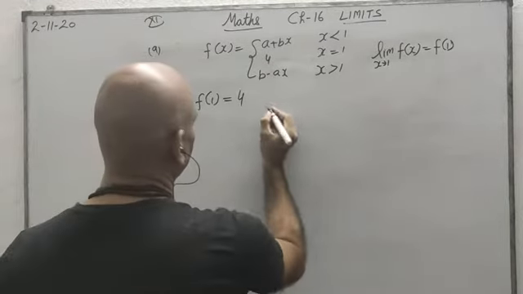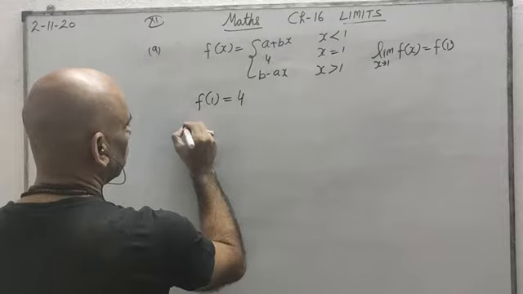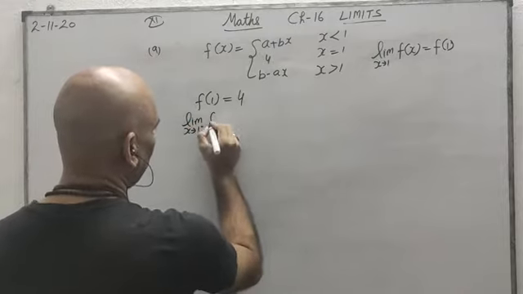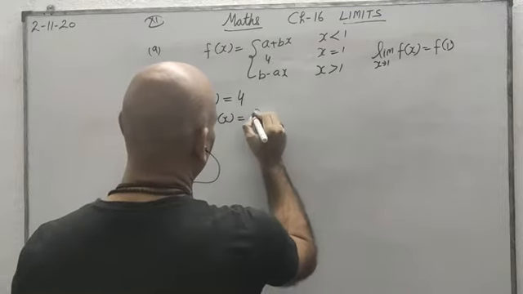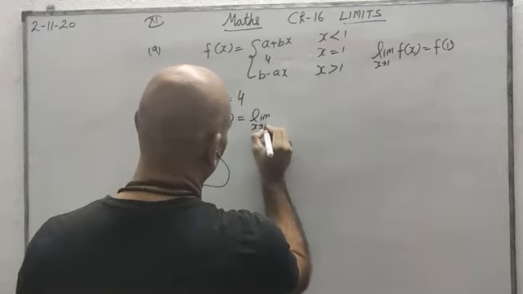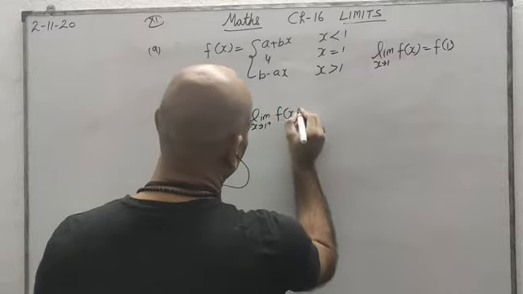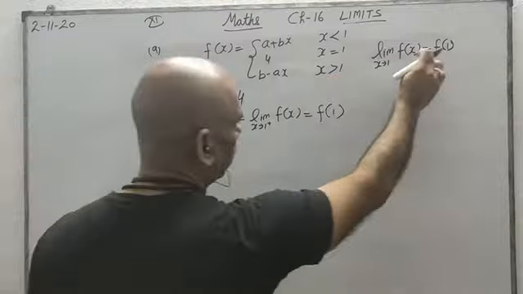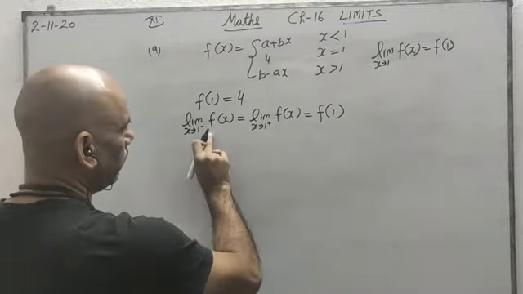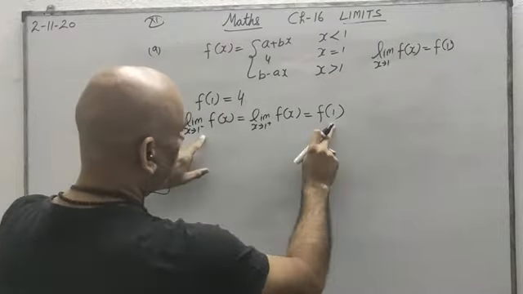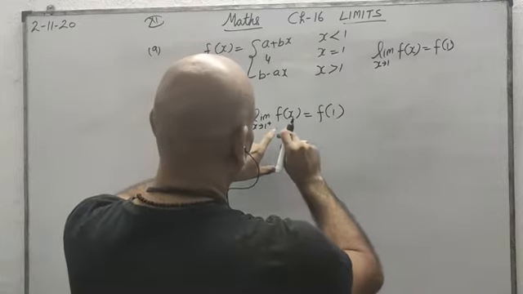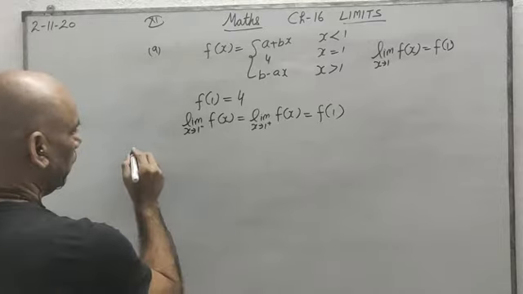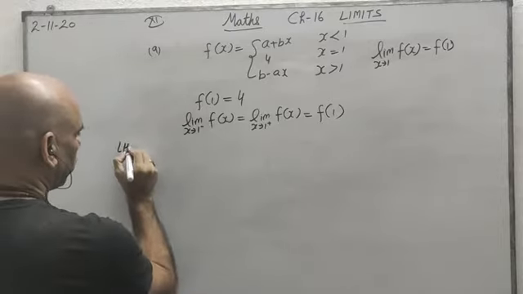So it means that the limit x tends to 1, negative meaning LHL and RHL, is equal to f(1). The meaning of this is this. So one equation we will get from the left hand limit and f(1), and another equation we will get from the right hand limit, and then by solving that we will get the values of a and b. Okay, let us calculate LHL.